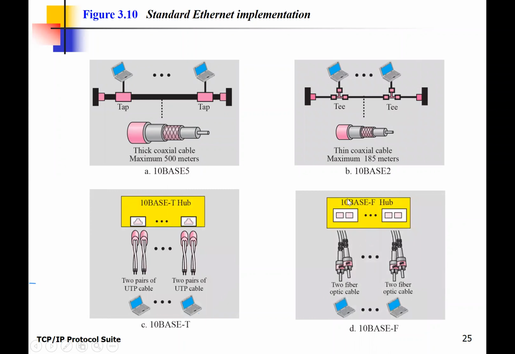Same thing, you will have 10 Base-T. It's for twisted pair and for fiber.